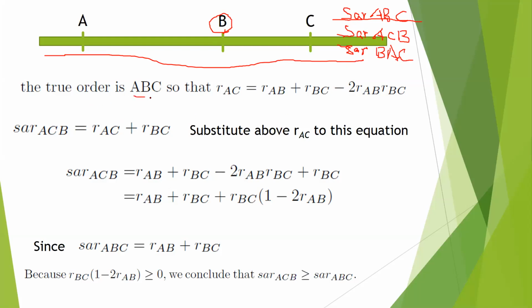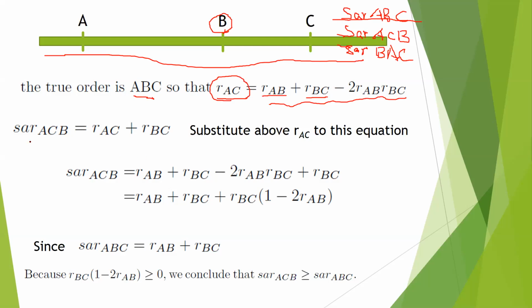So the true order is this. This is not SAR, this is actually the recombination frequency between A and C. We have covered this before, right? When we talk about the genetic map calculation, R is not an additive measure of the genetic map. If we knew RAB and RBC, and we want to calculate RAC, it should be equal to this, right? This is what we have learned before. All right, this is the reality.